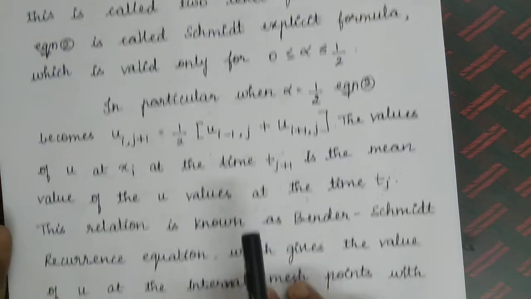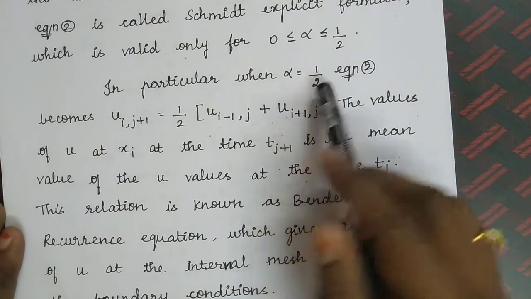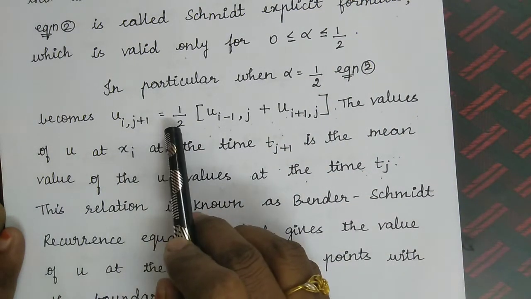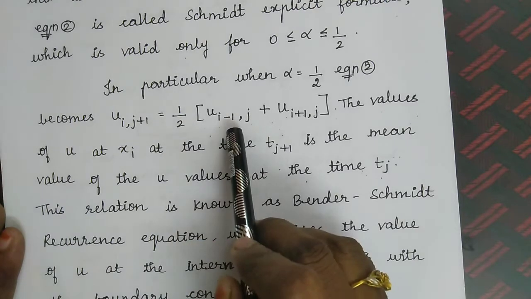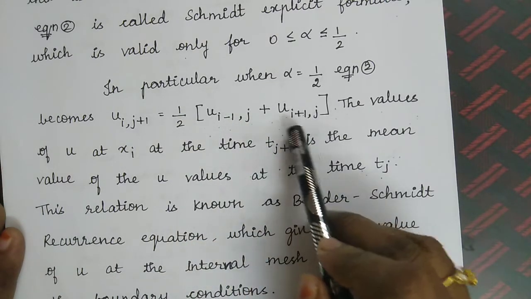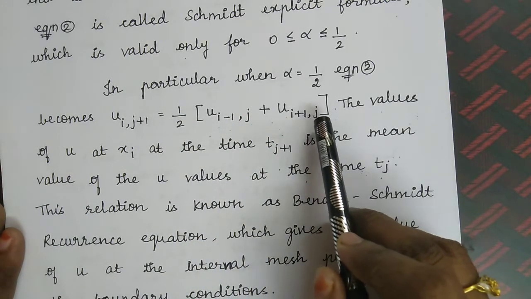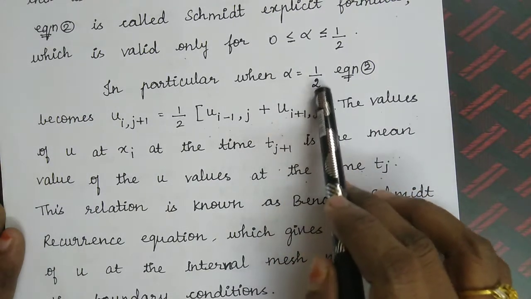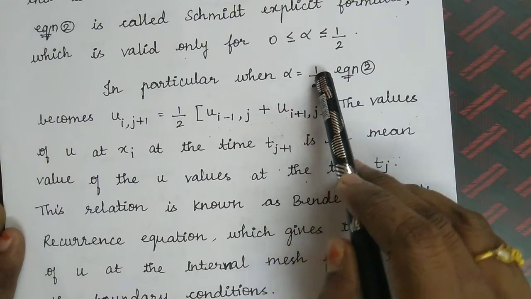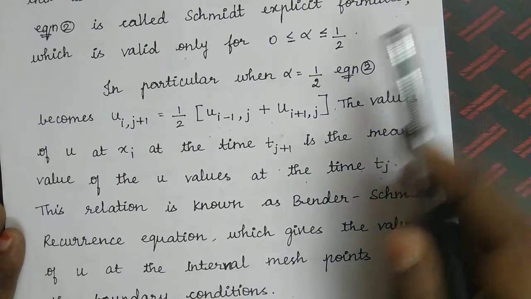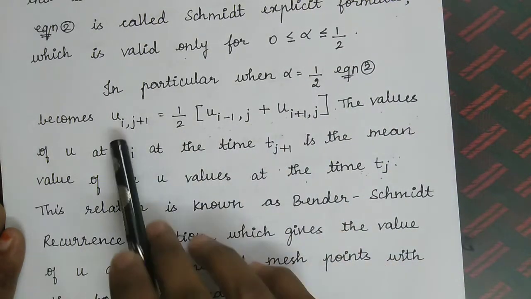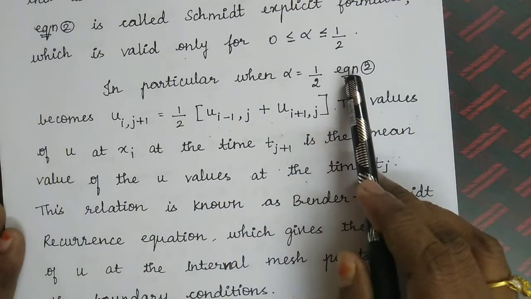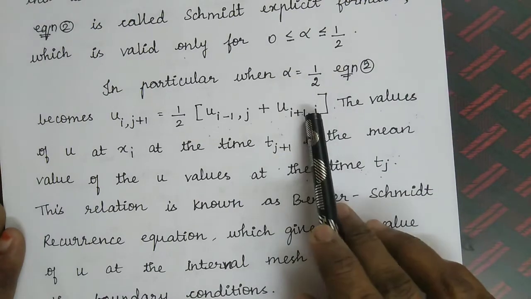Particularly when α = 1/2, the Bender-Schmidt relation becomes u_i,j+1 = (1/2)(u_i−1,j + u_i+1,j). So, when we are doing the problem, if we get the α value as 1/2, instead of using the recurrence equation 2, we are supposed to use this result, since the formula reduces to this form. So when α = 1/2, we are supposed to use this result.